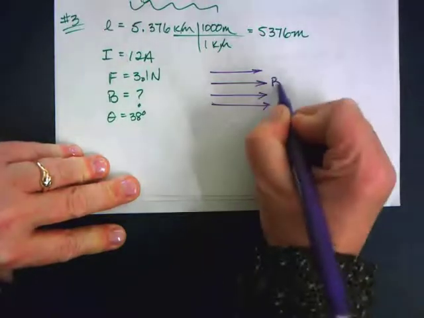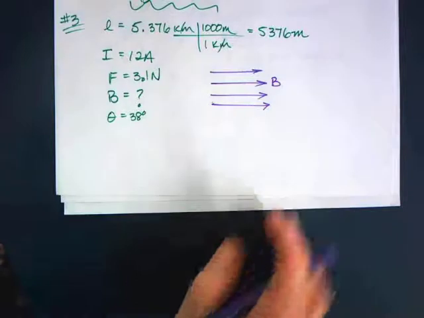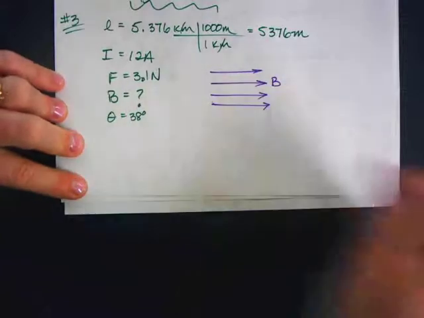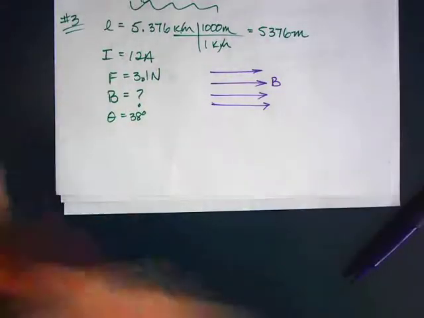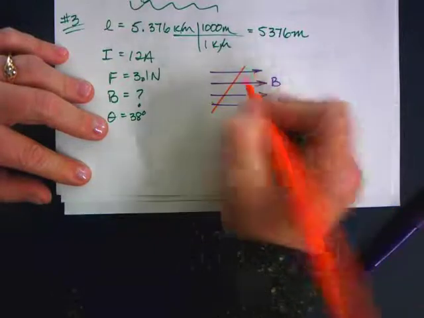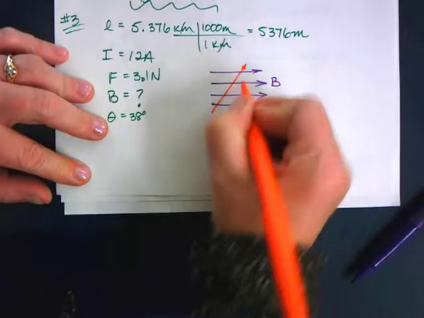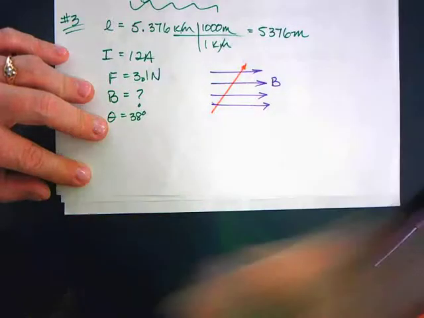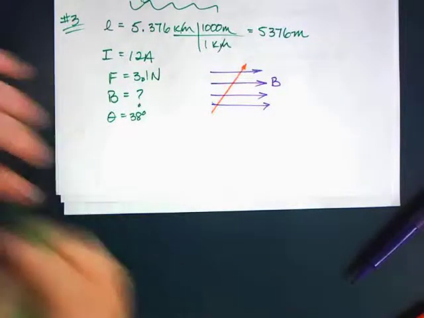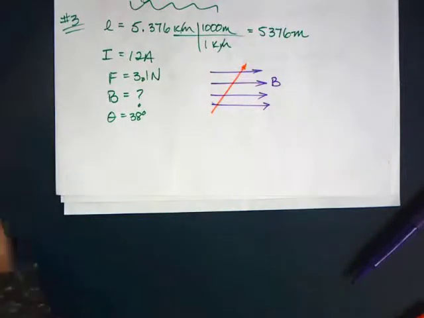So let's say that these are the field lines. And we almost always draw magnetic field lines as more than one line because it's a field. If it were just a single line, it wouldn't be a field. It'd be just a single vector, right? So that's usually why we do that. And we have a current-carrying wire. We don't know which way the current is going, but that's not really critically important. We know that it makes a 38-degree angle with the magnetic field.